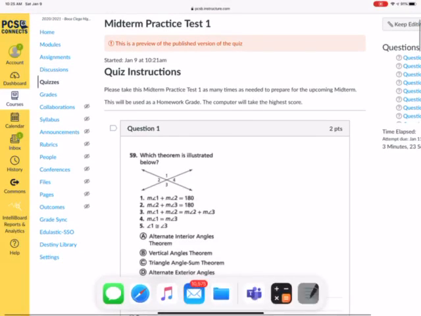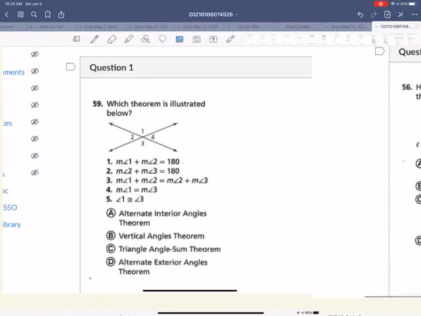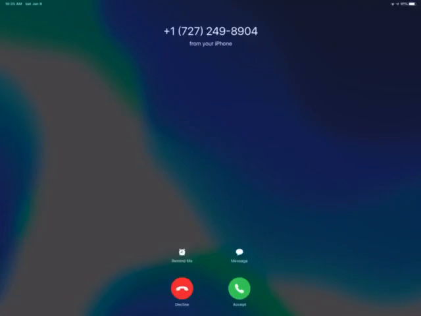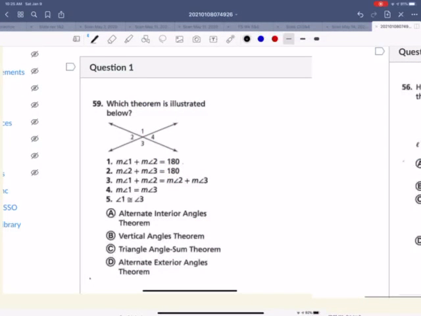Okay, so I copied these questions over so I could kind of write on them here. Let's do it. Sorry about that. It says, which theorem is illustrated below? So it looks like this is a proof. Interesting, right? It says angle 1 and angle 2 are equal to 180. That's because of the linear pair postulate. Angle 2 and angle 3 are equal to 180 because they're a linear pair.